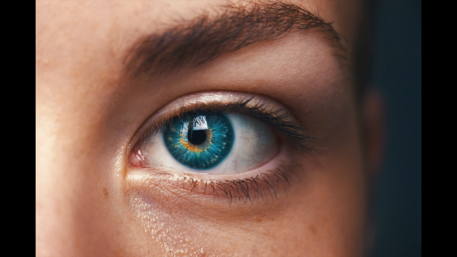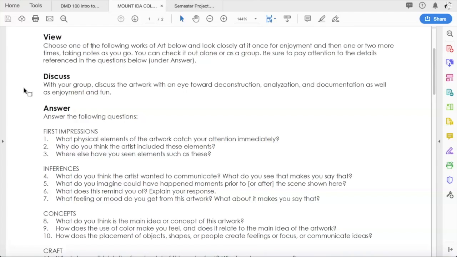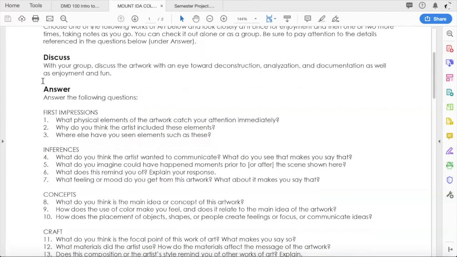Remember, we went into the whole seeing versus looking theory towards the beginning of the semester. This is a really good opportunity to put that to good use. Not just look at the artwork based on its first impression, but really deconstruct it and take it apart.